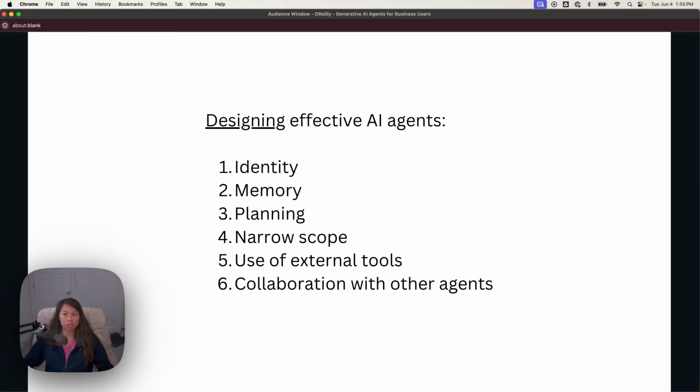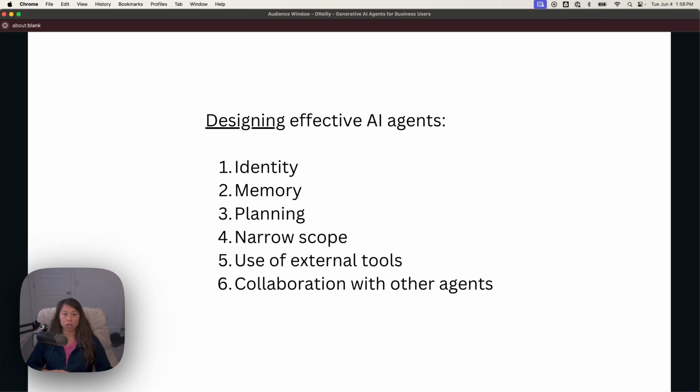To summarize what we've talked about so far, take these six aspects into serious consideration in order to design effective agents and agent teams. We talked about identity, giving each agent a clear role. We talked about memory, which is what enables agents to learn from past decisions and make better informed future decisions. Number three, we talked about planning, letting agents decide dynamically what are the best next steps to take. We talked about narrow scope, keeping each agent's scope focused. And that means their role is focused, their goal is focused, they aren't given too many tools. Each agent has a very clear and distinct responsibility.